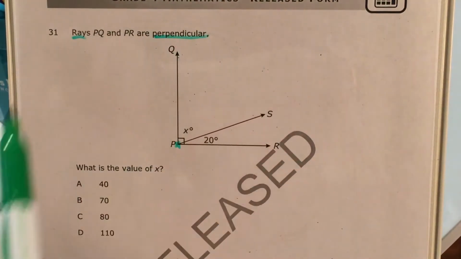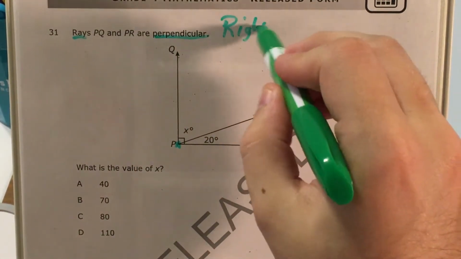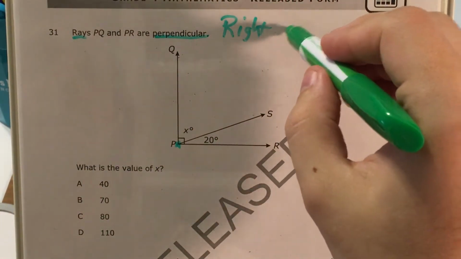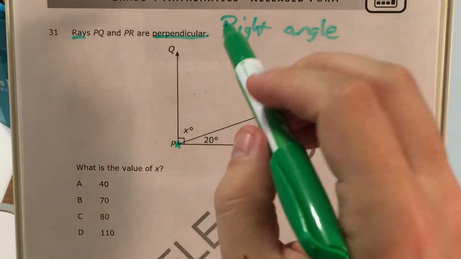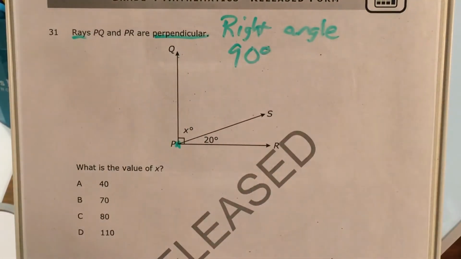Next is the word perpendicular. Perpendicular means that when two lines meet, they meet so that they make a right angle, and that could be the case for a line segment or for a ray as well. But if we remember that a right angle is 90 degrees, that's going to be a huge help.